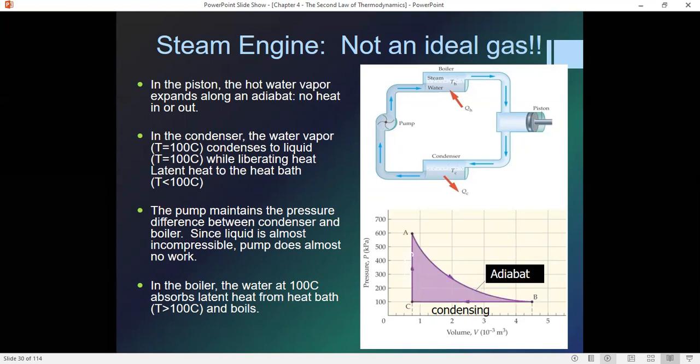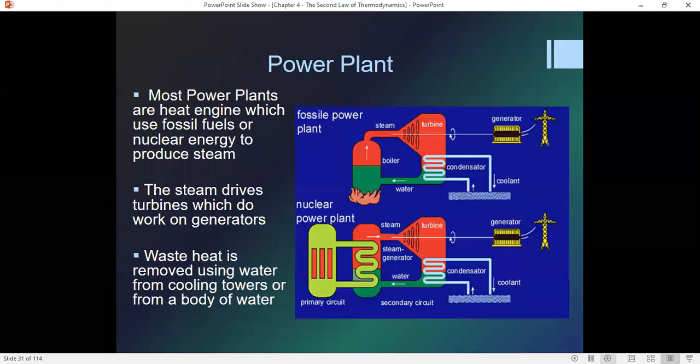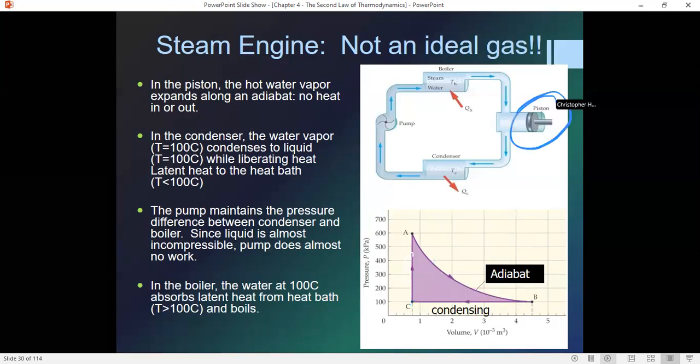Now, the problem here is when we draw our P versus V diagram, there's actually a phase transition that happens in the middle of this. And this is where water is a liquid over here, water is a gas or steam over here, but it's both a liquid and steam in the center part right here, okay? And again, this is known as the Rankine process, okay, or cycle.